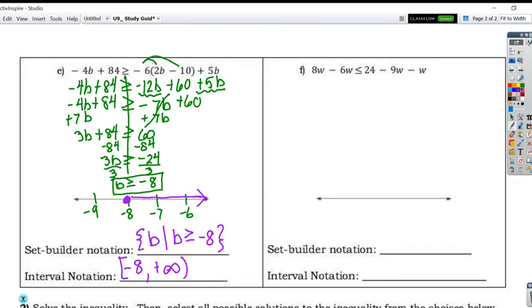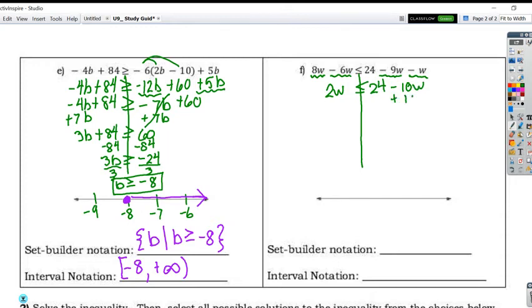And then as we come over to example F, when I split that up, D for distribute, I don't have any distributing to do, but I can combine like terms. 8W and negative 6W are going to give me 2W. This is less than or equal to 24. And some more like terms then. A negative 9W and a negative W goes negative 10W when we add.